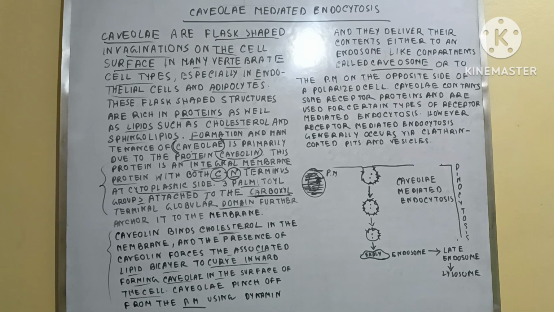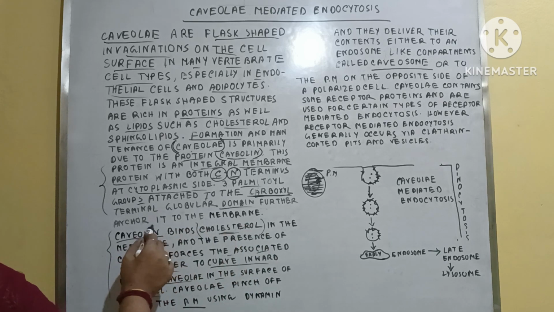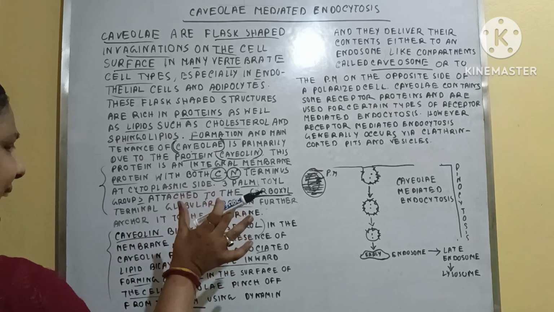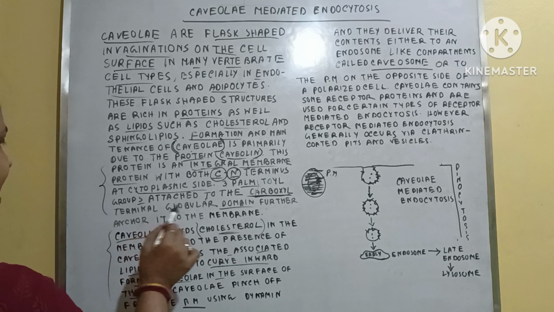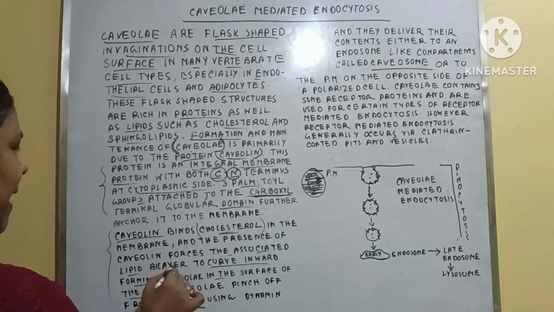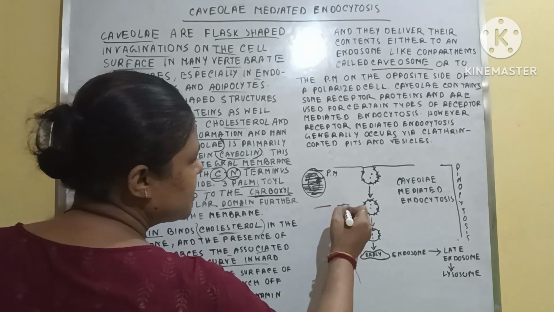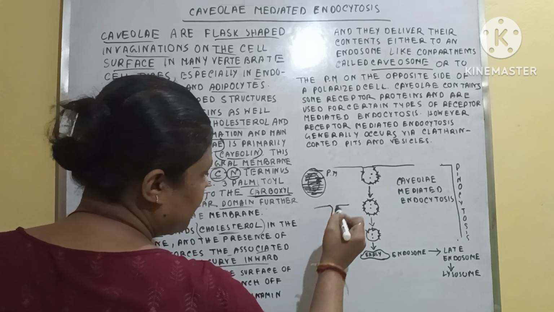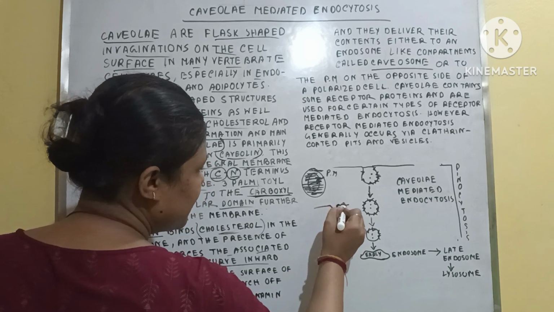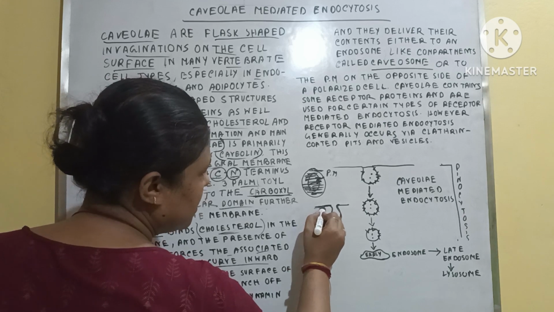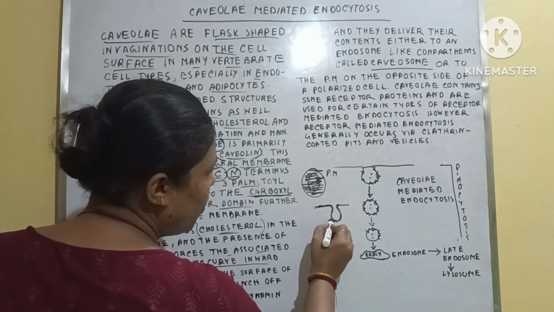Okay, so how are these caveolae formed on the surface of the cell, how is it possible? First, caveolin binds with the cholesterol lipid, and in the presence of this caveolin, this association of cholesterol and caveolin forces the bilayer to curve inward. That means this portion becomes curved to form the caveolae. This membrane surface region curves to form the caveolae.